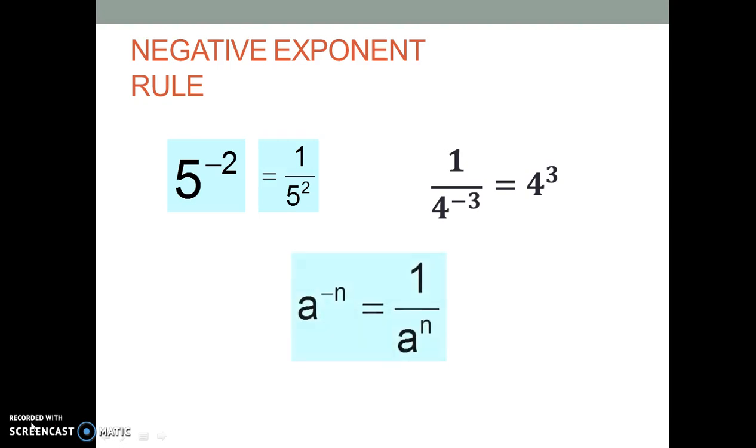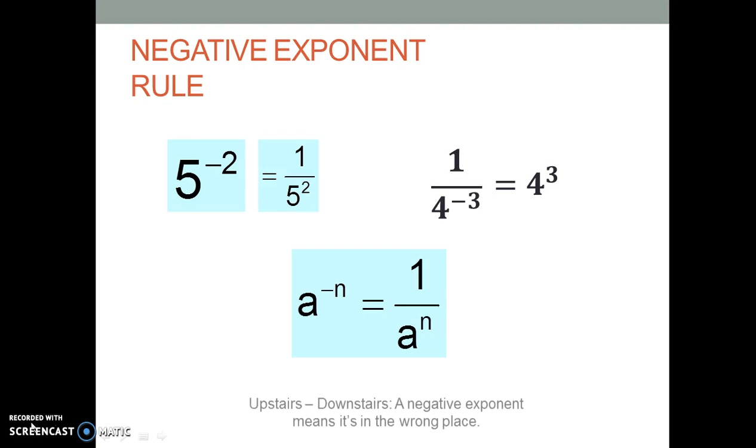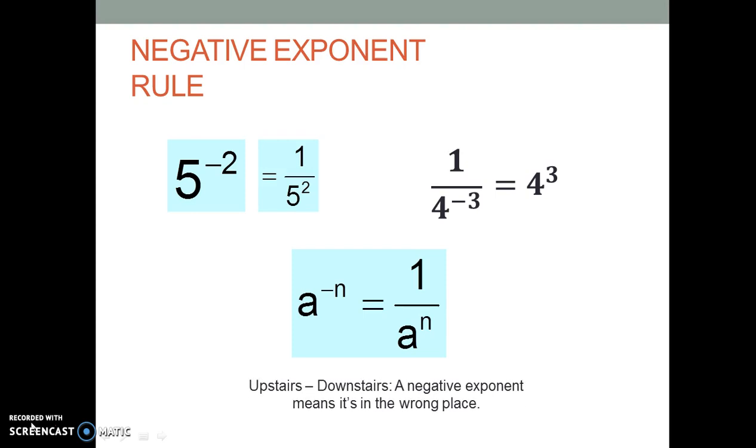It changes its sign. So here's the actual formula. So make sure you write that on your paper also. And something you might want to remember is upstairs, downstairs. A negative exponent means it's in the wrong place, so you need to put it in the other spot. If it's in the numerator, put it in the denominator. If it's in the denominator, put it in the numerator. Okay?